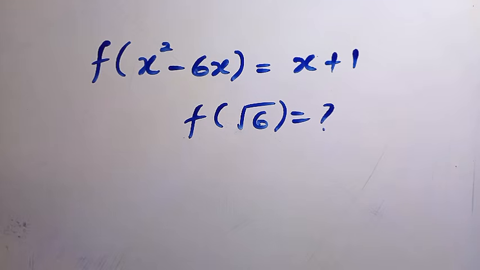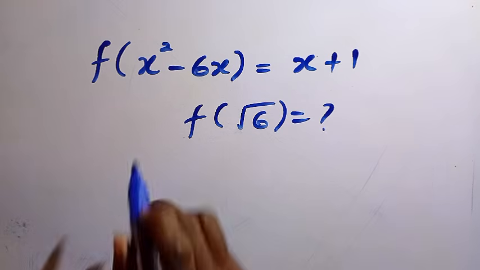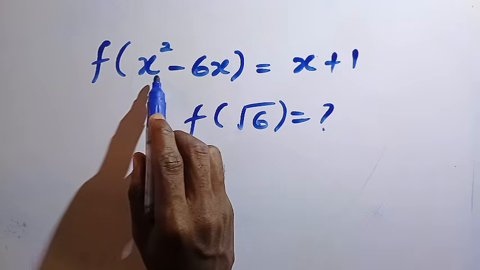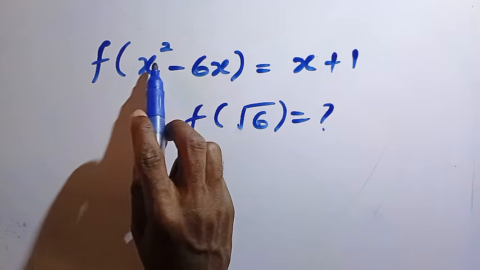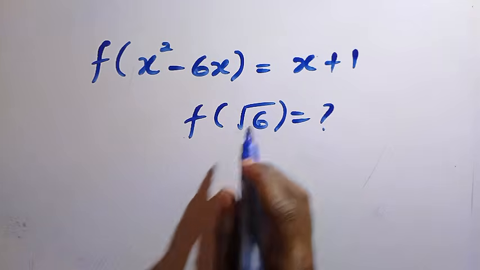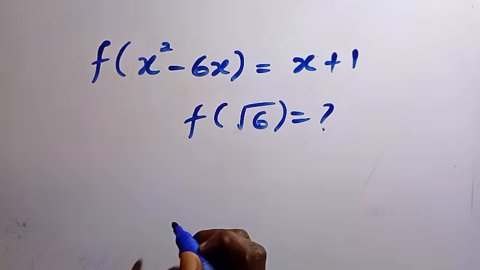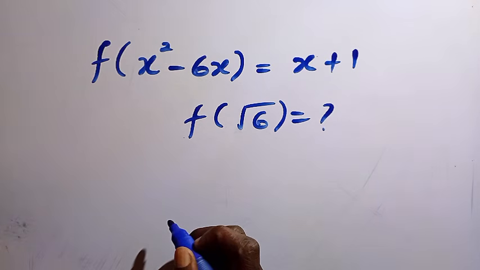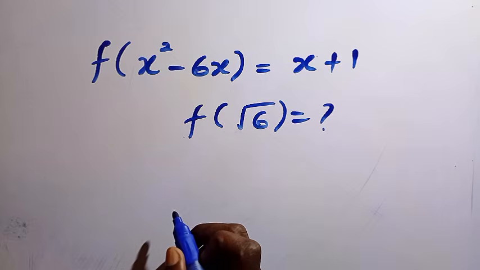We have this interesting functional equation challenge. We are asked to find f of square root of 6. And how is this possible? Because the domain of this function is a quadratic. We have x squared minus 6x. And how possible can we get f of root x? Is there any way we can go about this? If there is, you can drop the answer in the comment box.